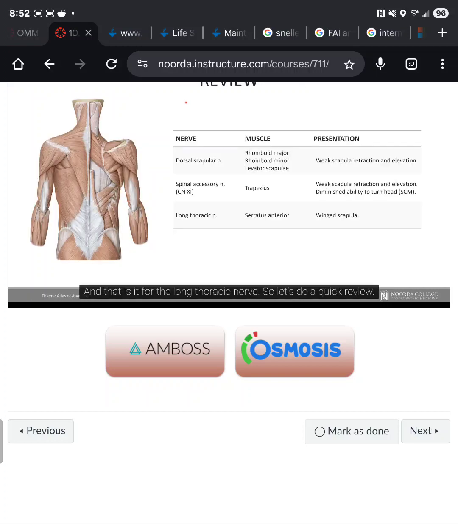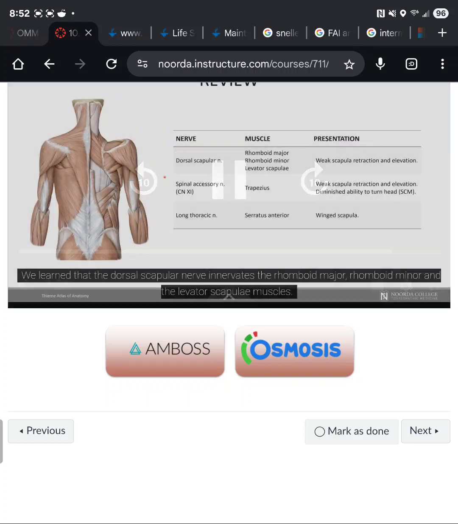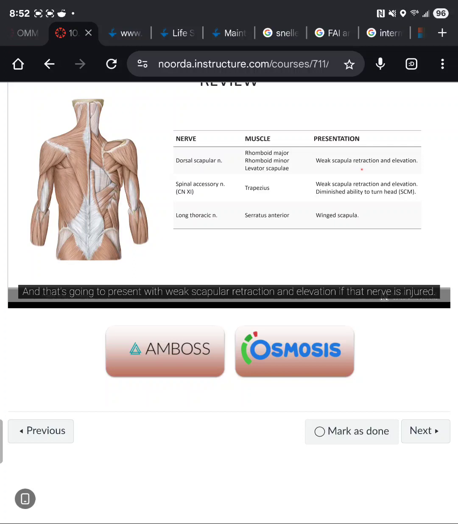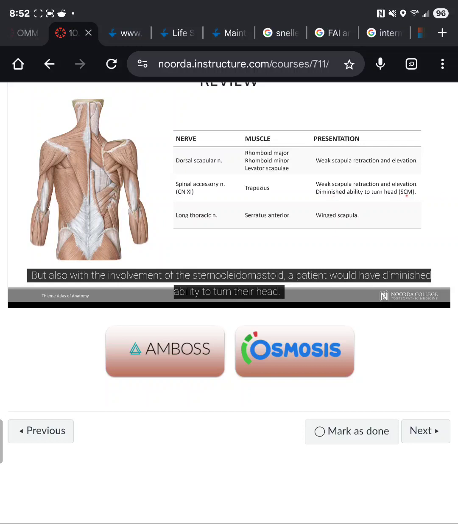And that is it for the long thoracic nerve, so let's do a quick review. We learned that the dorsal scapular nerve innervates the rhomboid major, rhomboid minor, and the levator scapulae muscles, and that's going to present with weak scapular retraction and elevation if that nerve is injured. And then we talked about the trapezius will have a similar presentation if that muscle isn't functioning. It's innervated by the spinal accessory nerve, so if that nerve is injured, it's going to have a similar presentation, but also with the involvement of the sternocleidomastoid, a patient would have diminished ability to turn their head.